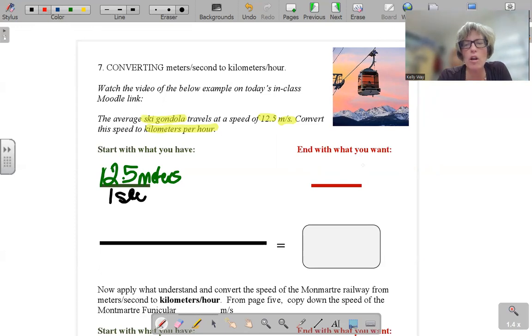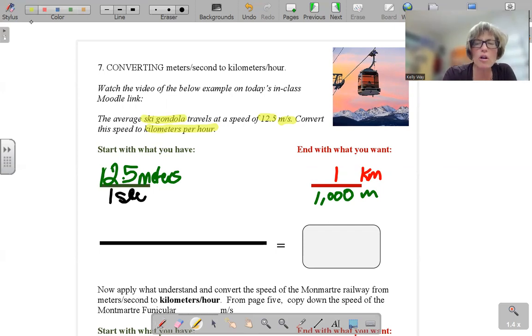And we want to get kilometers, which means we have to write down for every 1 kilometer, your conversion rate is 1,000 meters. So we have our kilometers here. We also need to talk about hours. So we need to get into hours. So we're going to times this 1 second.